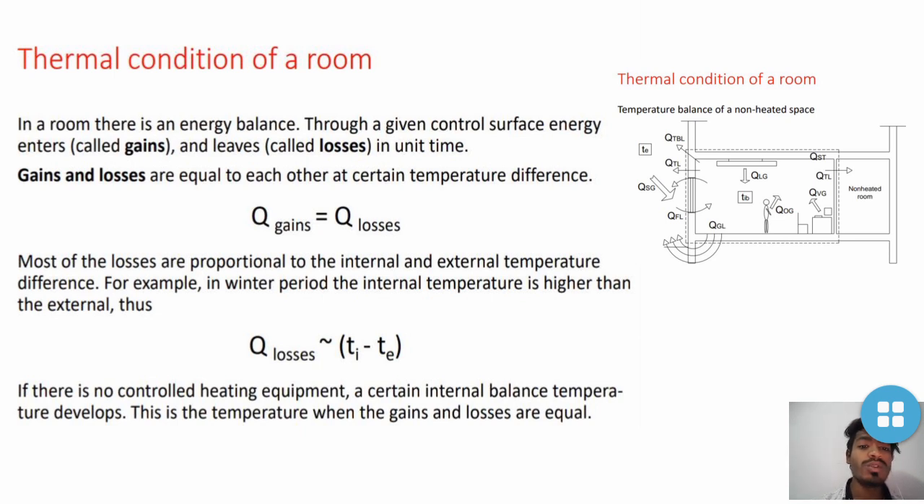Most of the losses are proportional to the internal and external temperature difference. For example, in the winter period, the internal temperature is higher than the external. Thus, Q losses is proportional to Ti minus Te. If there is no controlled heating equipment, a certain internal balance temperature develops. This is the temperature when the gains and losses are equal. Here you can see an example of a thermal condition of a room, temperature balance of a non-heated space.